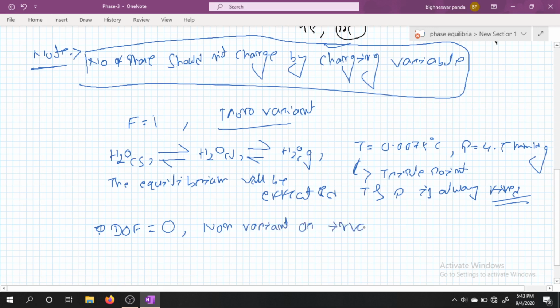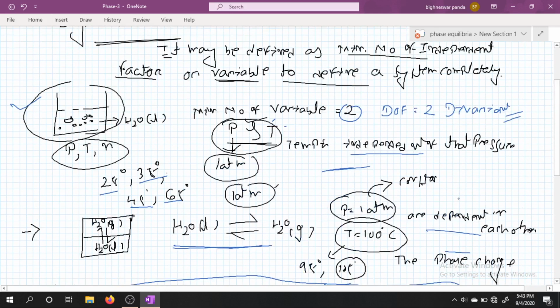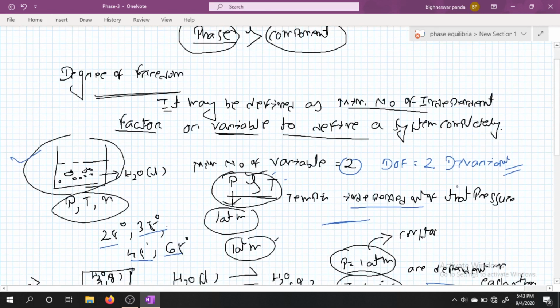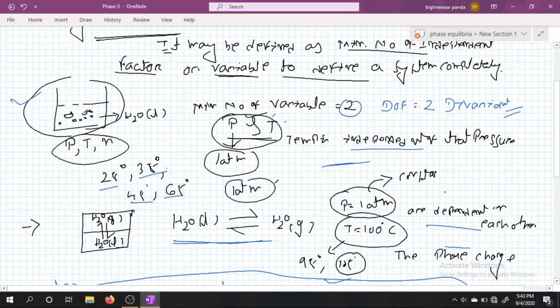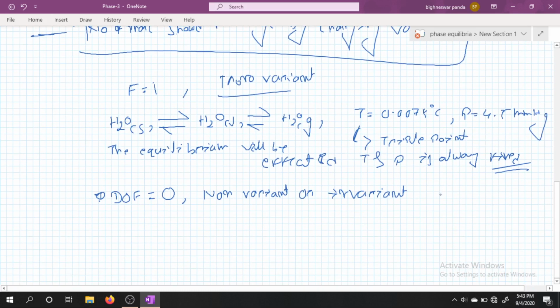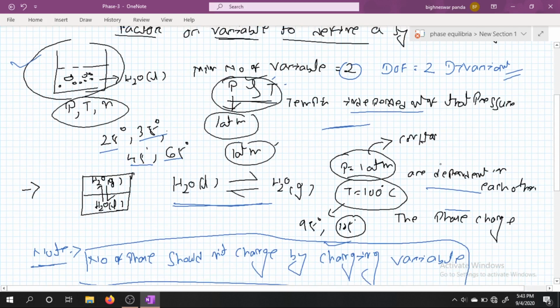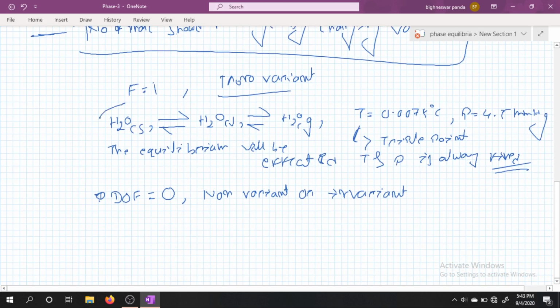So what is degree of freedom? It is the minimum number of independent factors or variables that should be required to define a system completely. In the first case we have taken only liquid water. In the second case we have taken the equilibrium between liquid and gas. In the third case we have taken the equilibrium between water solid, water liquid and water gas. Here since temperature and pressure are fixed, only at this temperature and pressure is the equilibrium between three phases achieved. By changing any temperature, the phases change.